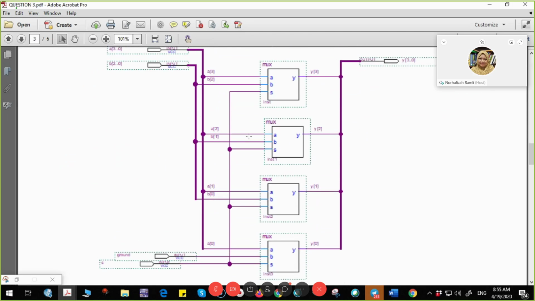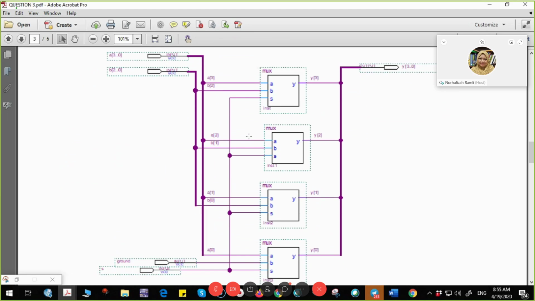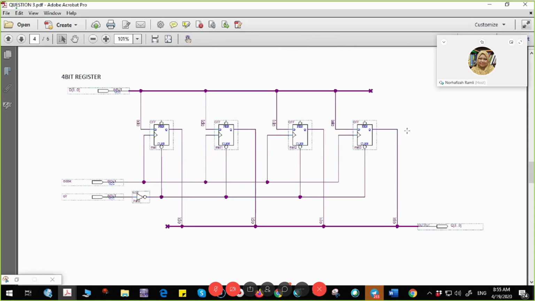Yeah, because this is just marks. What is this? Multiplexer, multiplexer, multiplexer. You have the ground. So this is the register. Basically, you have, what is this? Annotate.